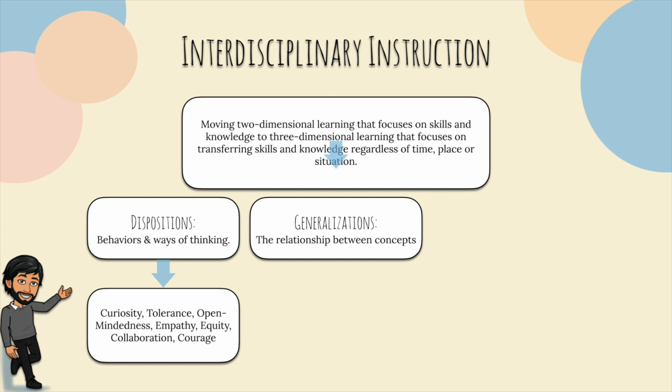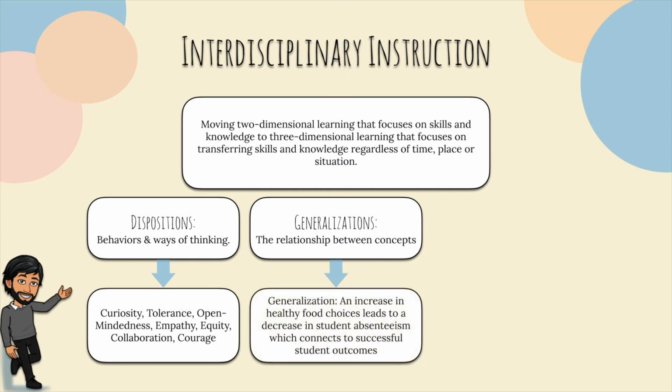So let's take the concept of access to fresh fruits and vegetables and student attendance, right? We're looking at a connection between those two concepts. That connection is what's called a generalization, which we would then look at, using the knowledge and skills, which we'll talk about in a second, to look at how an increase in healthy food choices leads to decreases in student absenteeism and connects to successful student outcomes. So this is obviously a very broad idea, and you may not use something like this with your students, but the idea is still the same.